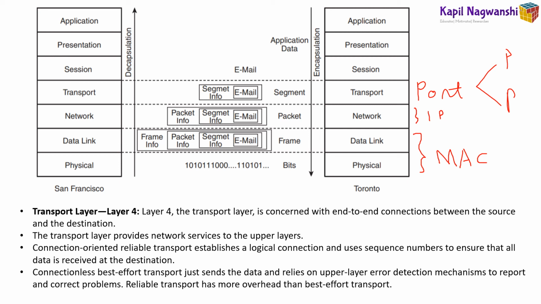The transport layer provides network services to the upper layers. These are the upper layers, which are visible to the user, and these are invisible to the user. Connection-oriented reliable transport establishes a logical connection and uses sequence numbers to ensure that all data is received at the destination. Connectionless best effort transport just sends the data and relies on the upper layer error detection mechanism. Here also an error detection mechanism is present to report and correct problems. Reliable transport has more overhead than best effort.